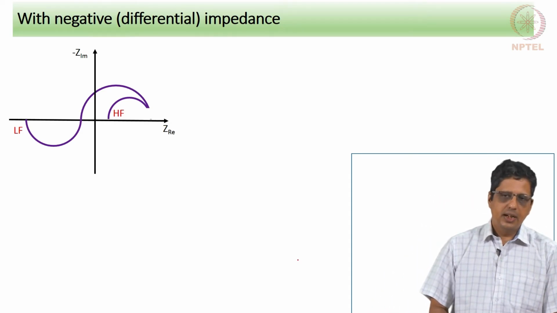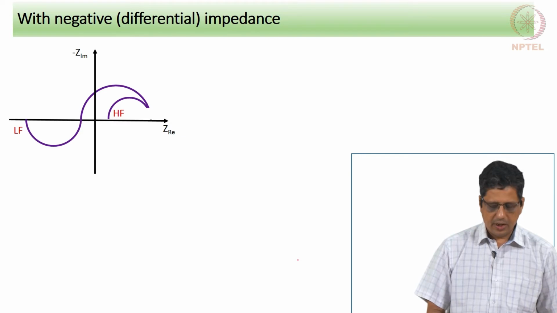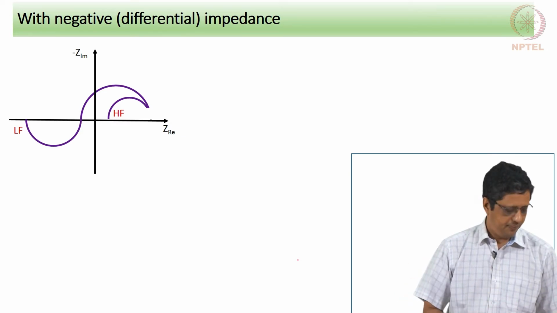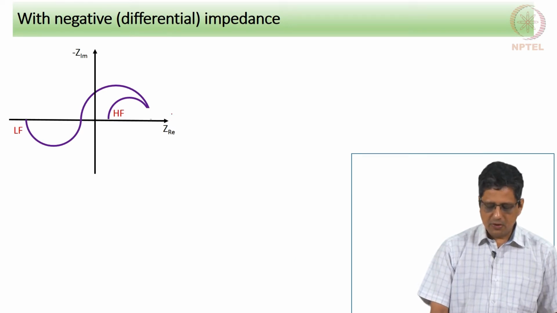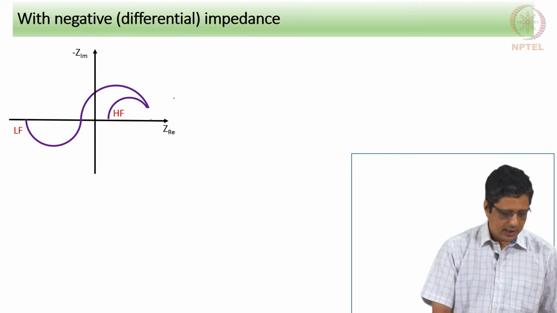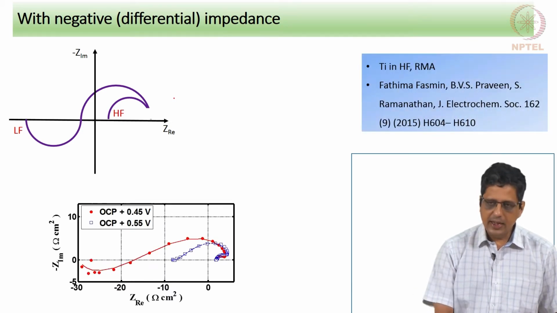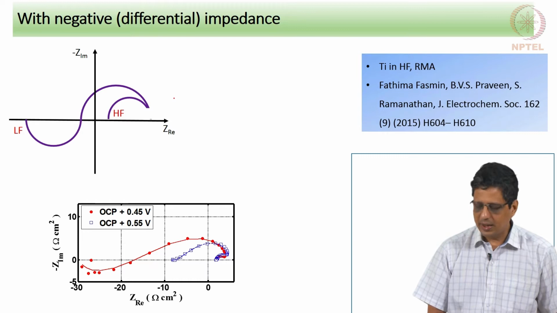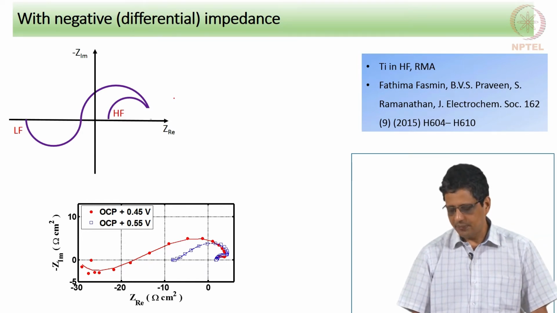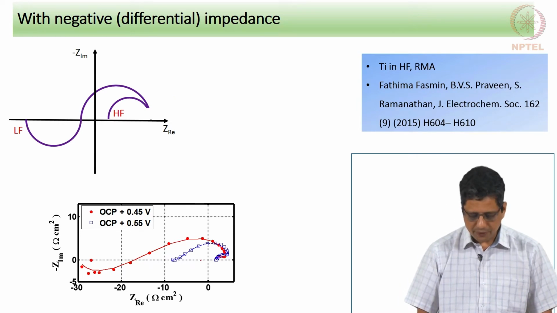So, another way to get the differential resistance: it is not always going to go to the right side and come back and settle. Okay. You can have a capacitive loop followed by a capacitive loop with negative resistance followed by an inductive loop. So, finally, it still settles at the negative value. This is seen for Ta dissolving in HF in the passive region. It was published in 2015.